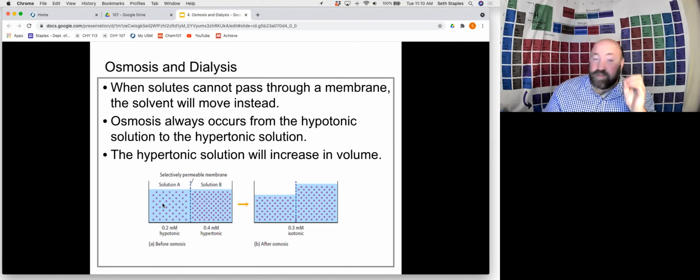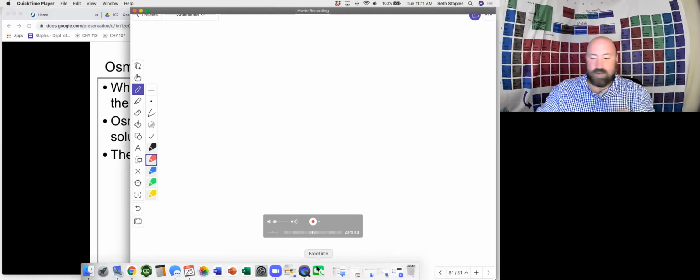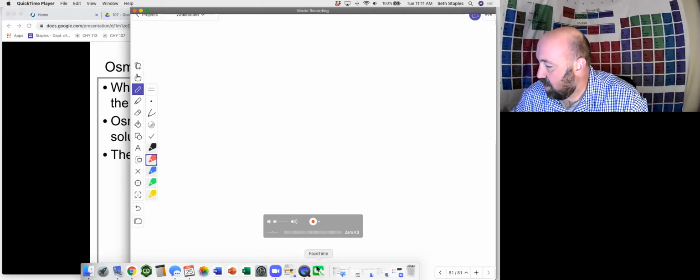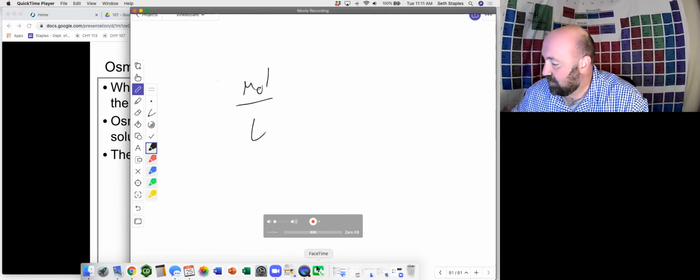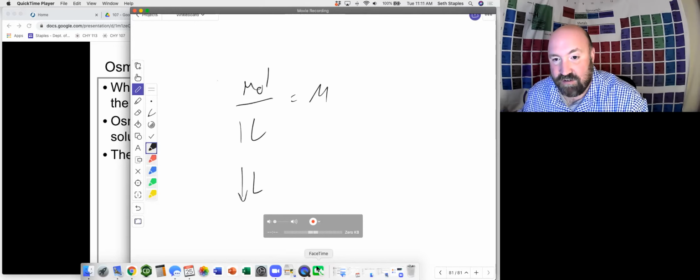we haven't changed the amount of solute particles, but our volume is changing. That means our concentration of solution A is going to increase. Because if we remember what concentration is, if we're thinking in terms of molarity here, concentration is our number of moles divided by liters. That's going to equal our molarity. So if I decrease my volume, if I decrease that number of liters, that's going to increase the molarity.